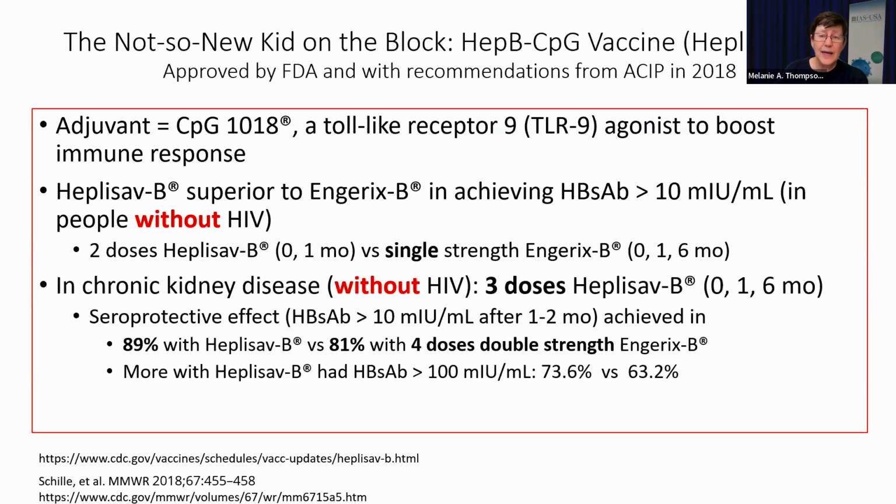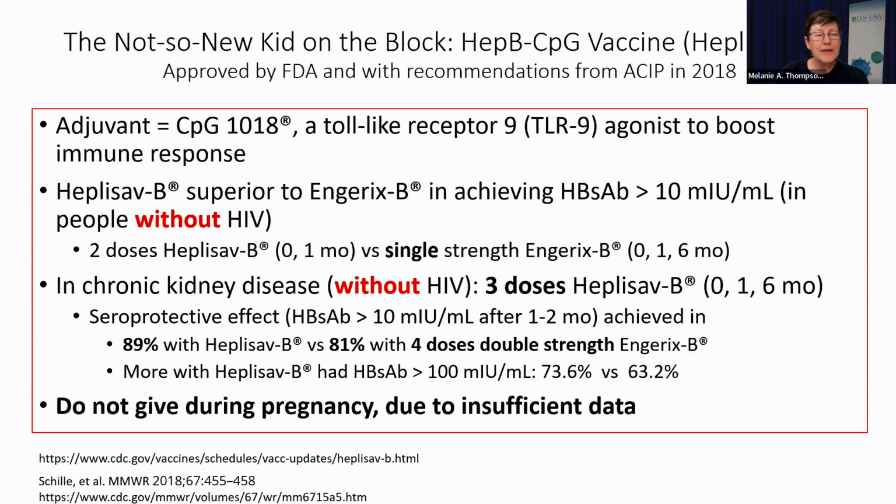But there's an interesting study in chronic kidney disease, also for people without HIV, but these folks have more difficulty mounting an immune response. So they used 3 doses of Heplisav B and found that 89% of people were able to achieve a seroprotective response that's greater than 10 milli-international units per mil, compared with 81% who received Engerix-B at double strength with 4 doses. So that's a very good response. Next, just a reminder that we do not give this vaccine in pregnancy due to insufficient data.